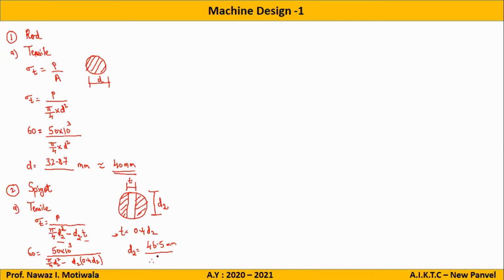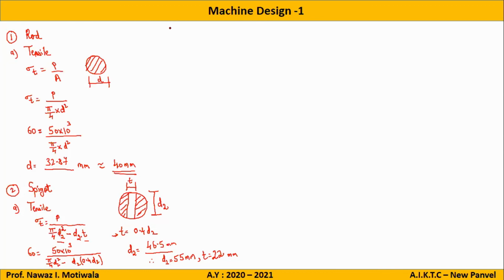So let us now approximate D2 as 55 mm. Now if D2 is 55, what will be T? If D2 is 55, then T is 22. Any doubts? No, sir. Okay, so we were on the spigot side, and for the spigot we have considered tensile failure.